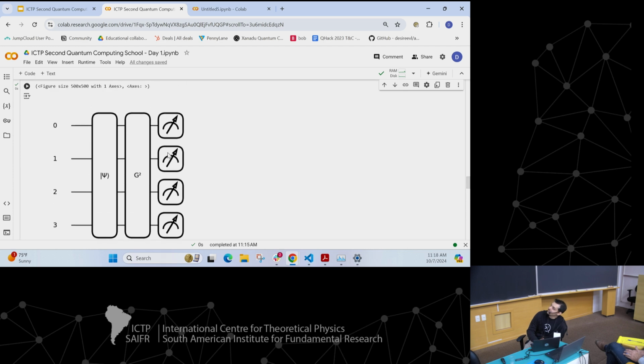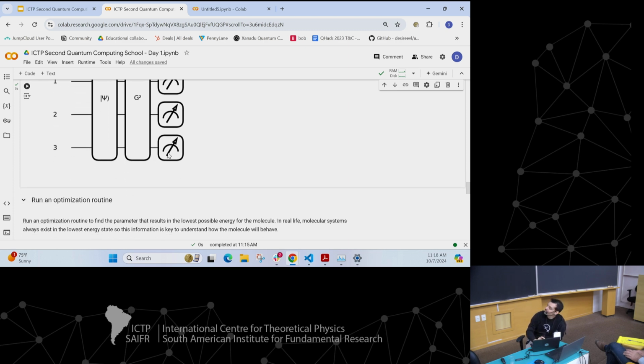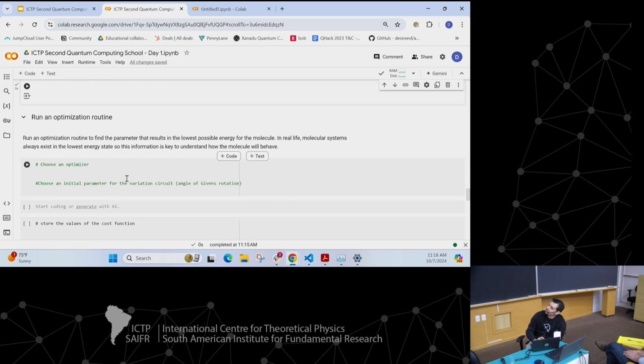Okay, so we've programmed the quantum computation part of things. If you had access to quantum hardware, this is the part that you would do on the quantum hardware. We also need to run an optimization routine to vary the parameters in a way that minimizes the energy.